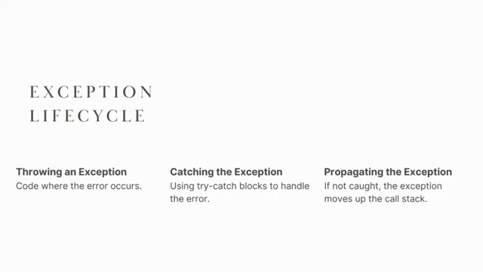Okay, let's talk about exception lifecycle. Handling exceptions in C Sharp involves three main steps. First, we throw an exception when an error occurs. Second, we catch the exception using a try-catch block. And if we don't catch it, the exception moves up the call stack until it's handled or causes the program to crash. It's important to understand this flow for effective error handling.